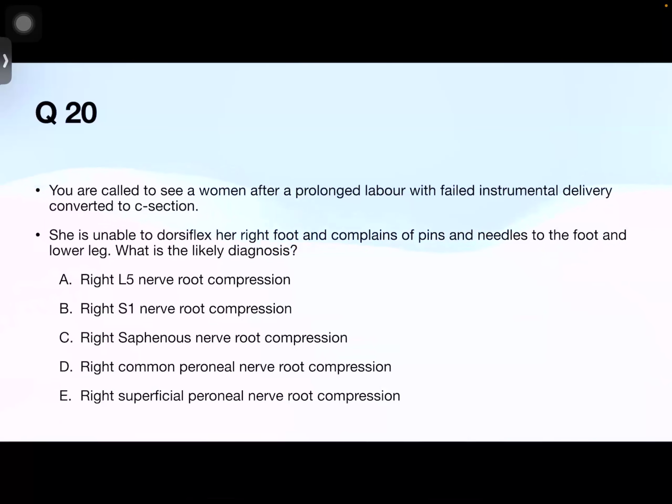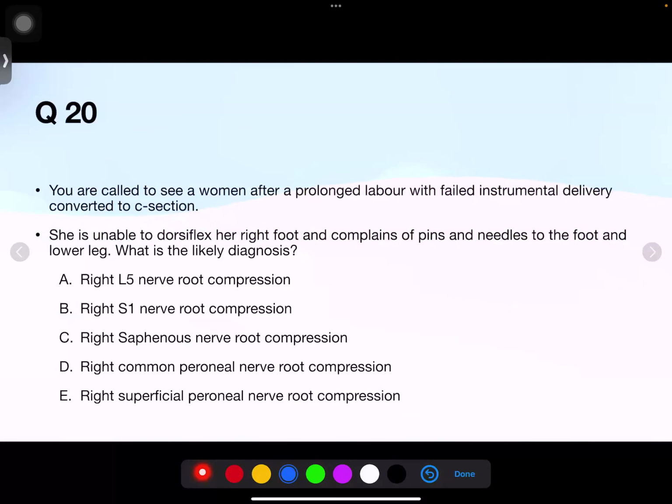You are called to see a woman after prolonged labor with failed instrumental delivery converted to C-section. She is unable to dorsiflex her right foot and complains of pins and needles to the foot and lower leg. What is the likely diagnosis? Common peroneal nerve. Unable to dorsiflex her right foot means it was actually foot drop. So foot drop will be caused from the common peroneal nerve compression.